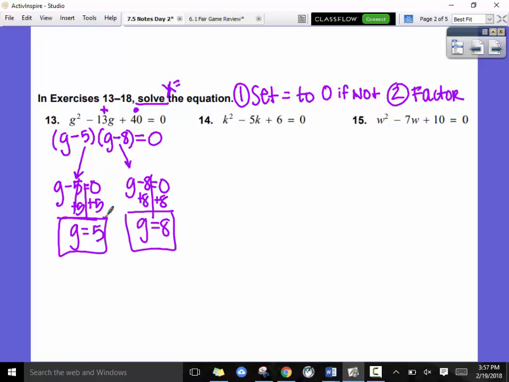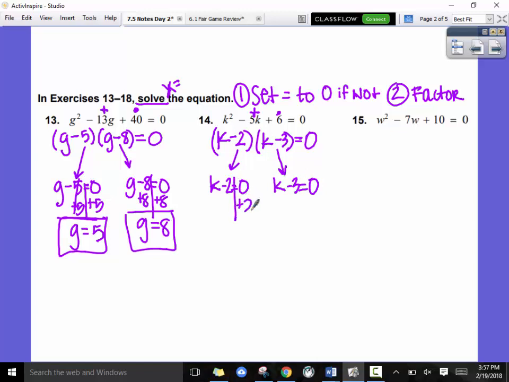Next one, something that multiplies to be 6, but adds to be negative 5. And so that would be k minus 2 and k minus 3 equals 0, because negative 2 times negative 3 will give me positive 6, and negative 2k, negative 3k will give me negative 5k. So k minus 2 equals 0. k minus 3 equals 0. Add 2. So k could equal 2. Or add 3. k can equal 3.